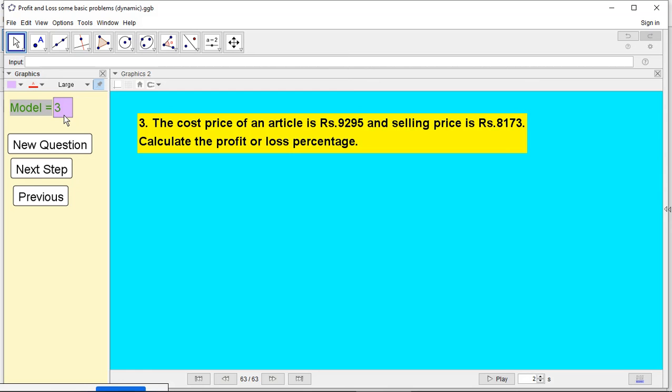Yes, read the question and find the solution, dear students. The cost price of an article is this, selling price is this, calculate the profit or loss percentage. You have to mention whether there is profit or loss, and how much profit or loss, in terms of percentage. Please let me know. You can use your calculator and calculate first and post the solution in our chat box.